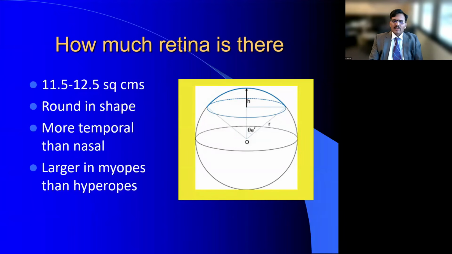You also have more temporal retina than nasal retina, and these tend to be even larger in size in myopes, and smaller in size in hyperopes, depending on the length of the eye. And it's really crucial to understand the optics of the retinal viewing.